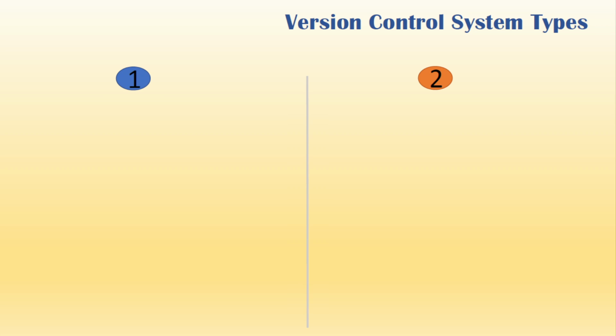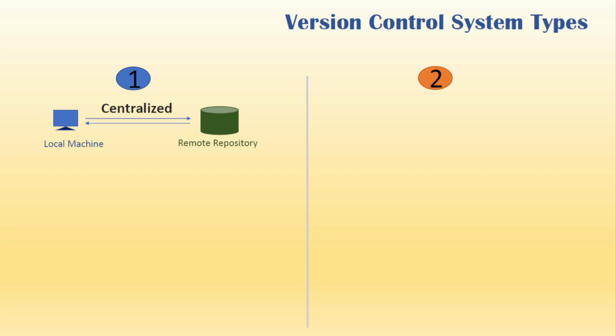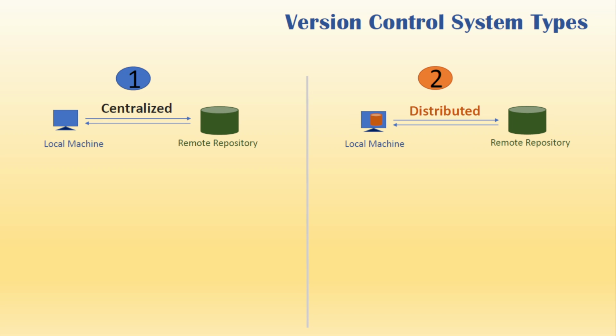There are typically 2 types primarily. One is called a centralized version control system, second is a distributed version control system. In a centralized version control system, we have a single repository. We don't have any local repository. What does it mean? That your entire code will stay on this remote repository.